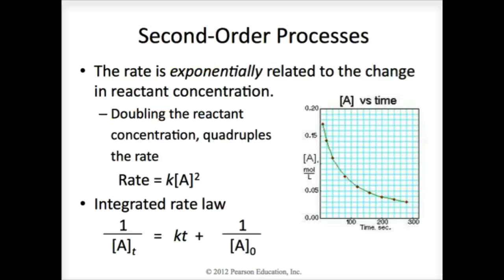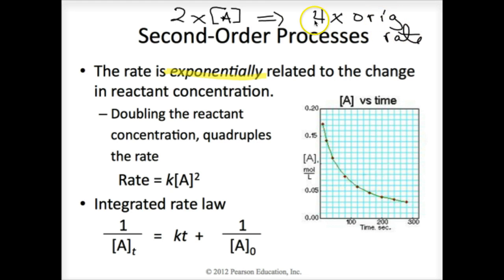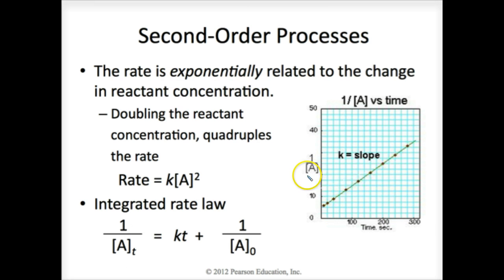Now, second order processes look very similar to our first order processes. We have curved lines. The big difference is here I have an exponential relationship. So if, for example, I double my concentration and I get a rate that is literally 4 times the original rate, that's a second order reaction. That means I have this exponential relationship. And the integrated rate law then allows me to treat that. Notice 1 over [A]t, and sure enough, as soon as I put 1 over my concentration, I get a straight line.